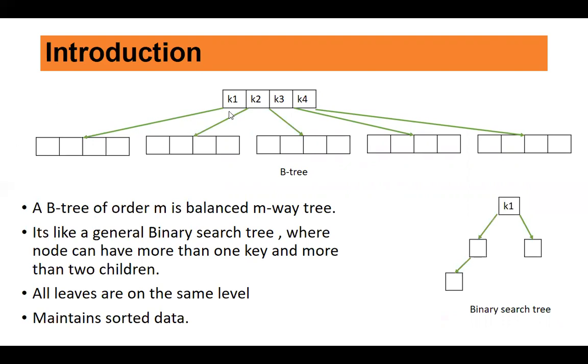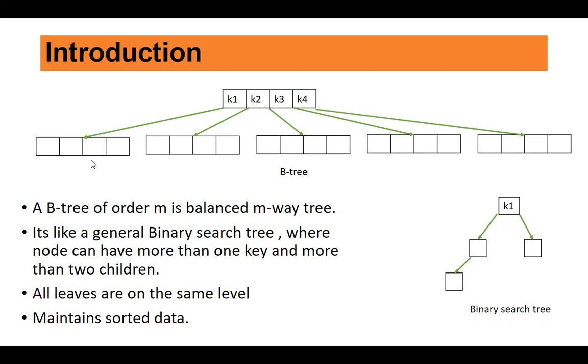Now here you can see an example of a tree of order 5. So it can have 1, 2, 3, 4, 5 children. It's like a general search tree where a node can have more than one key and more than 2 children. In the case of a binary tree, we have one key and 2 children. But in M-way trees or B trees, you can have M minus 1 keys and M children.